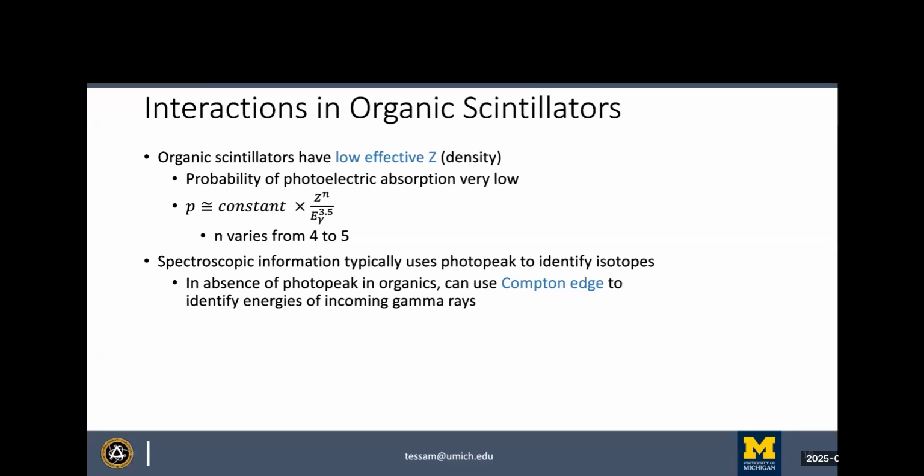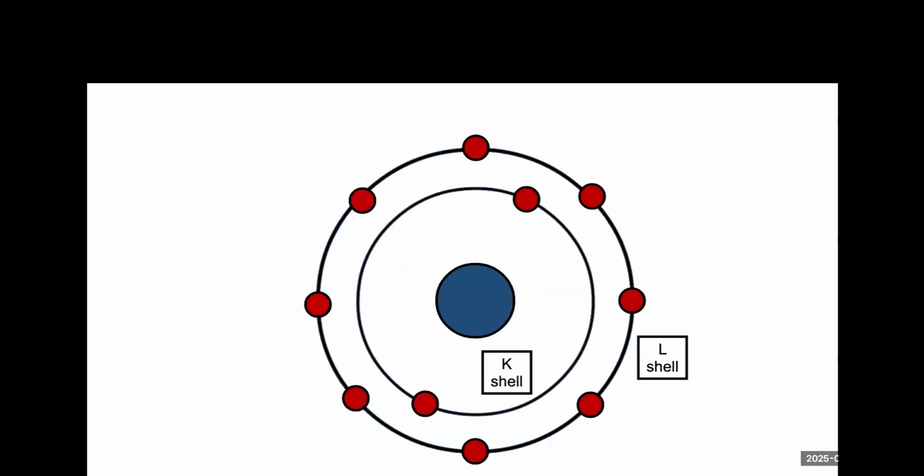Now, this is a bit unfortunate because spectroscopy typically uses photopeaks to identify isotopes. But in organics, we can use a Compton edge to identify the energies of the incoming gamma rays. And there is a formula for where the Compton edge should be based on the photopeak energy.